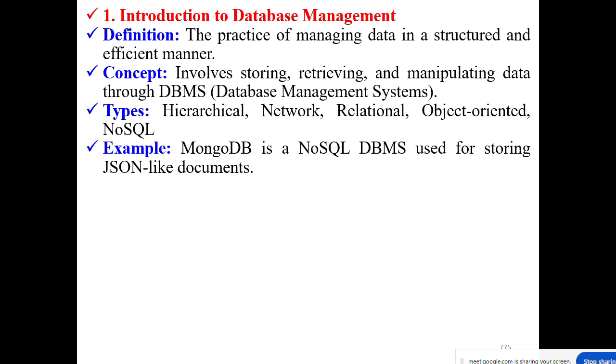The definition, as per your words, is the practice of managing data in a structured and efficient manner. Perfect. It involves storing, retrieving, manipulating through a database management system. The types are hierarchical, network, relational, object-oriented, NoSQL. NoSQL database examples: MongoDB, Hive, HBase, Sqoop, Zookeeper, etc.